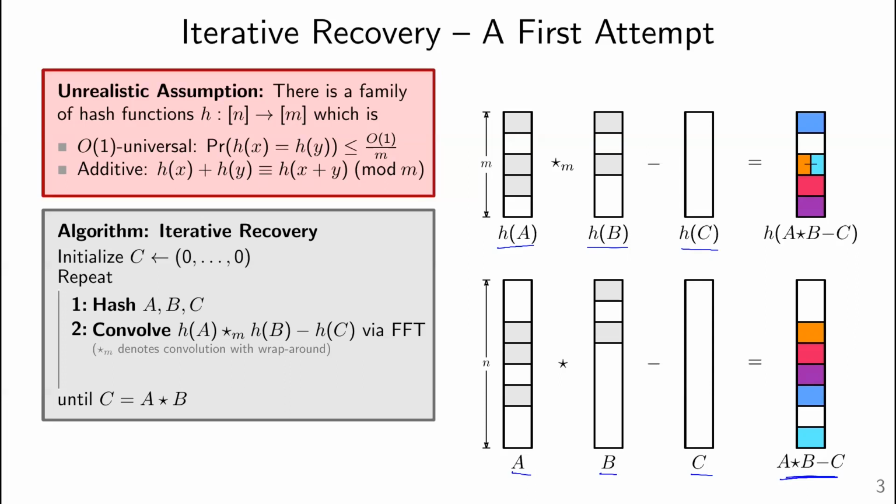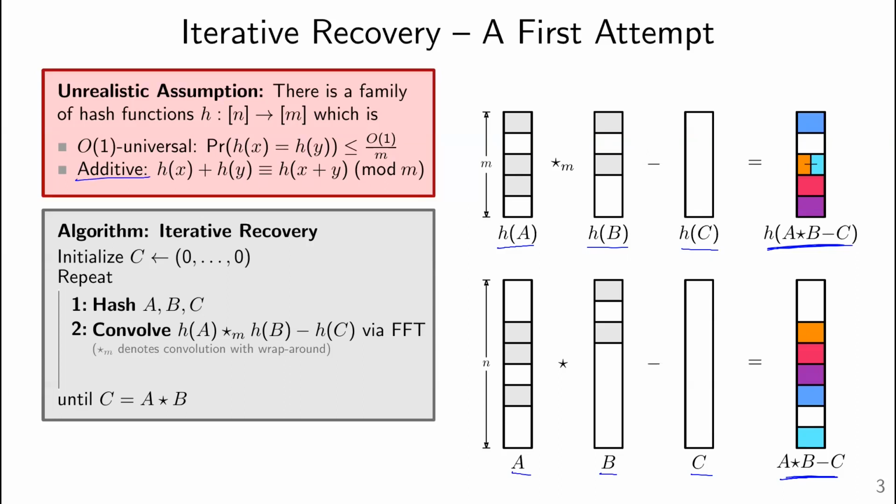On the top, we also have the hash of this target vector. And I claim that the relationship which is indicated by this picture is actually correct, that h of a star h of b minus h of c is indeed the same as directly taking the hash of the target vector a star b minus c. And this is true if you assume that the hash function is additive.